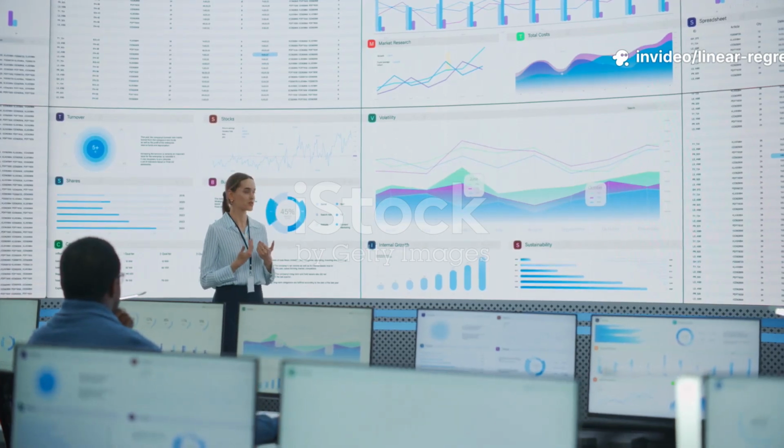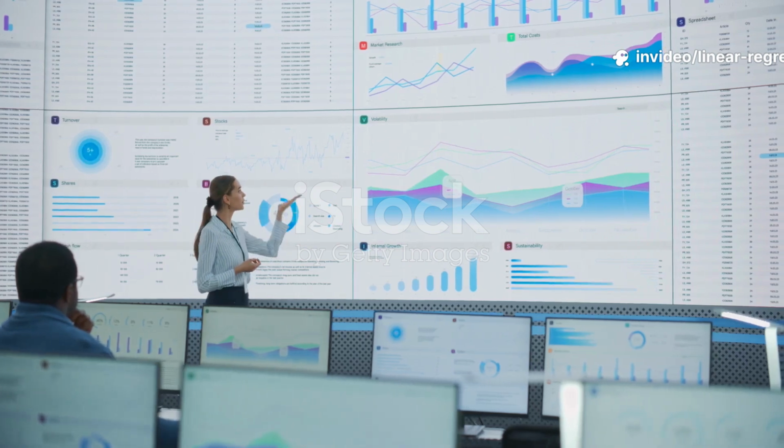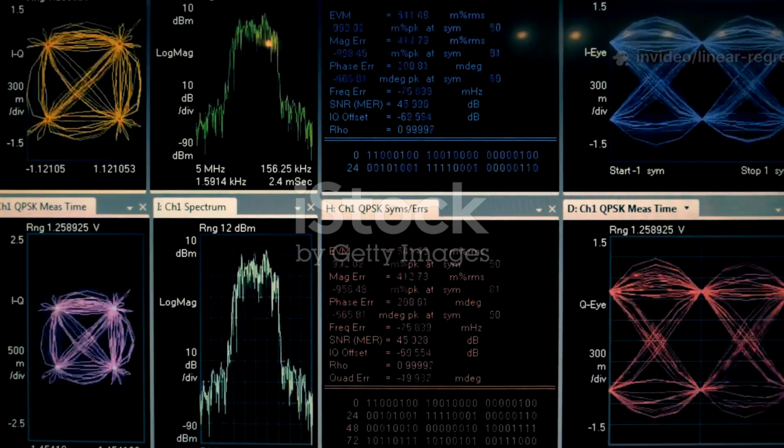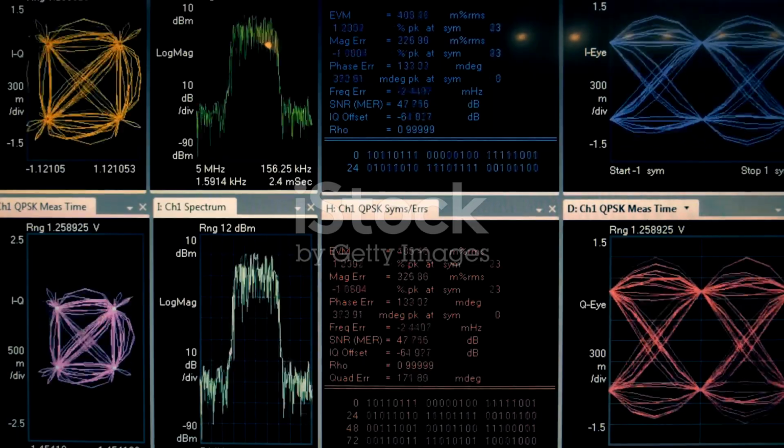Hey! If you're diving into data science, there's one algorithm you absolutely have to know. Linear regression. It's the bread and butter for predicting continuous values, and honestly, it's one of the simplest ways to start making sense of real-world data.